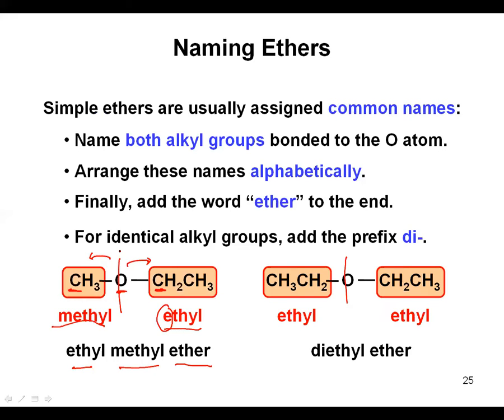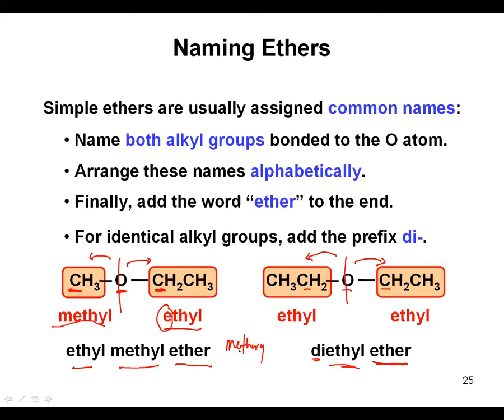We have a carbon, oxygen, carbon. Ethyl group to the right, ethyl group to the left. So that's going to give us a diethyl, and again, we just put ether at the end of it in the common way of naming. This is not the IUPAC way of naming. The IUPAC way of naming is, for example, this would be known as methoxyethane.